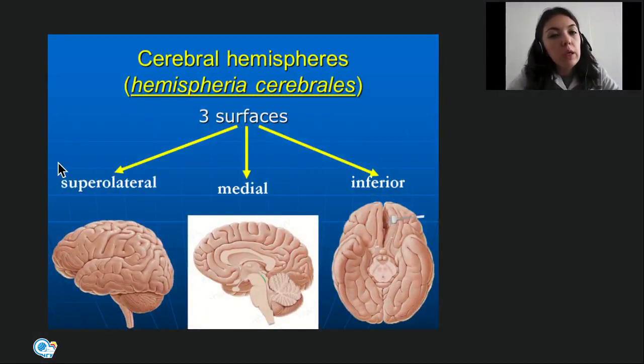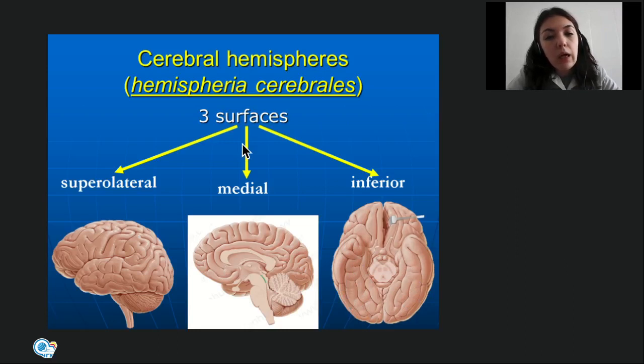So here you can see a cerebral hemisphere. You have to be able to distinguish right and left cerebral hemisphere. It's actually not that difficult. There are 3 surfaces in cerebral hemispheres: superolateral surface, that is convex; medial surface, that is flattened; and inferior surface, it is flattened in anterior side and it is concave in the posterior side here.